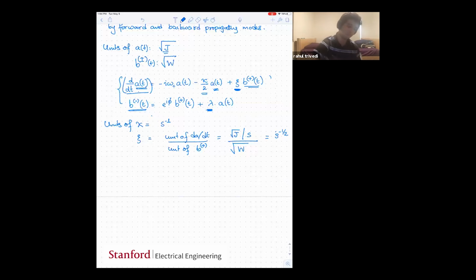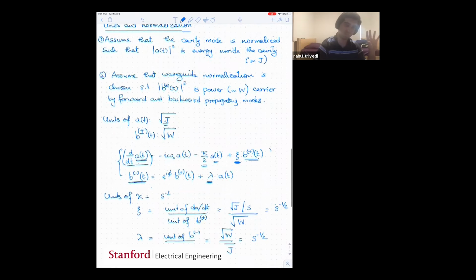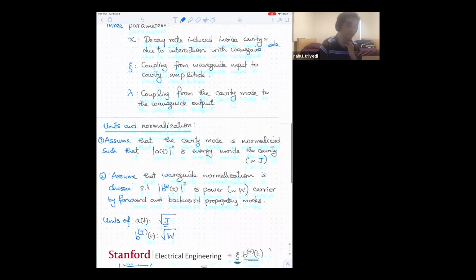This is important. Similarly, you can show lambda, the units of B minus divided by the units of A, is square root of watt divided by square root of joule, so it's also the square root of a rate. So kappa is a rate, and the incoupling and outcoupling coefficients as we have defined are square roots of rates. Okay, fine. This is one note on normalization, and this is what we're going to assume in the lecture.